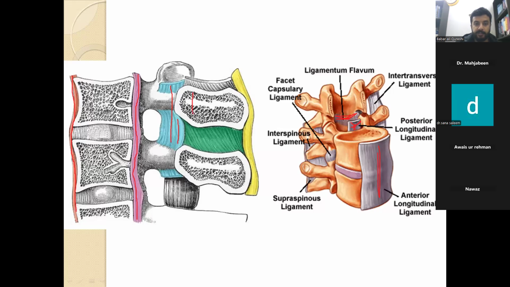And between the spinous processes, there is the interspinatus ligament. Here we can see this one between two spinous processes, interspinatus ligament. And just behind the spinous processes, this is the supraspinatus ligament.